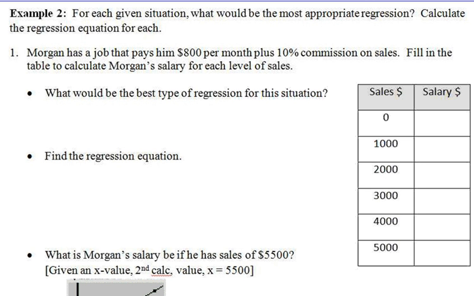So we're just looking at this one. Morgan has a job that pays him $800 per month plus 10% commission on sales. Fill in the table to calculate Morgan's salary for each level of sales. So if he doesn't sell anything, how much salary does he take home? 800. Okay. If he sells 1,000, how do we get his salary?